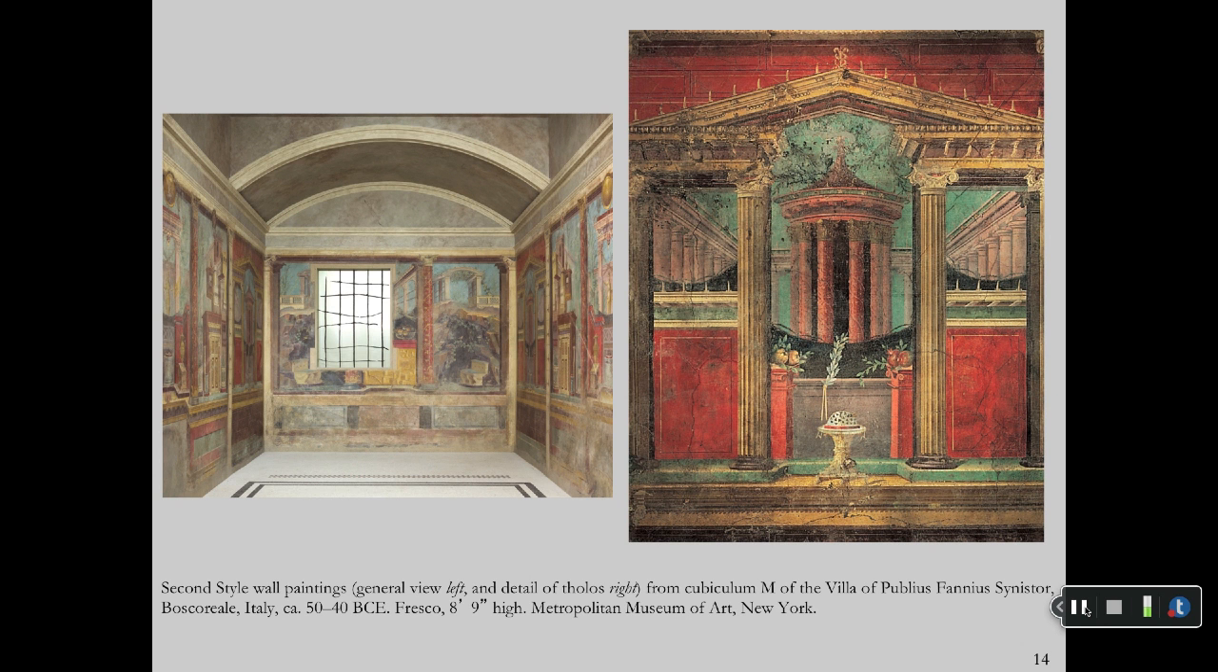The painting on the right depicts a Tholos temple, and the architecture is in one point perspective. Objects diminish in height and width as they recede into the distance, to one vanishing point on the horizon.